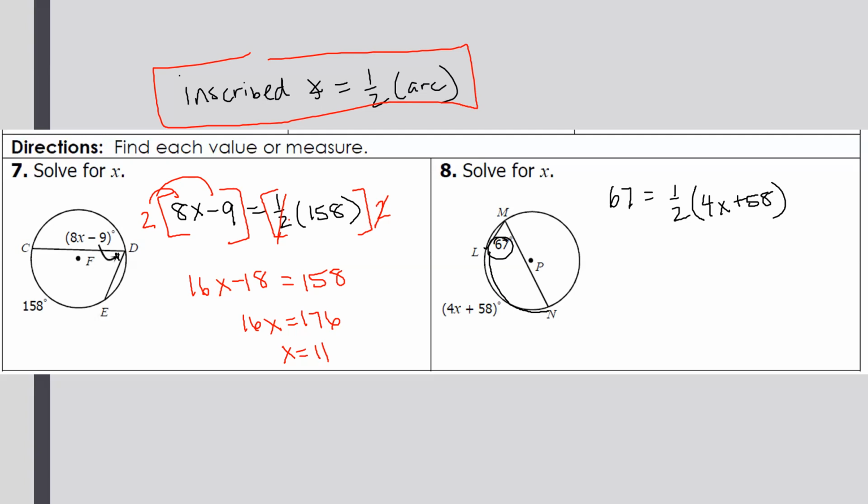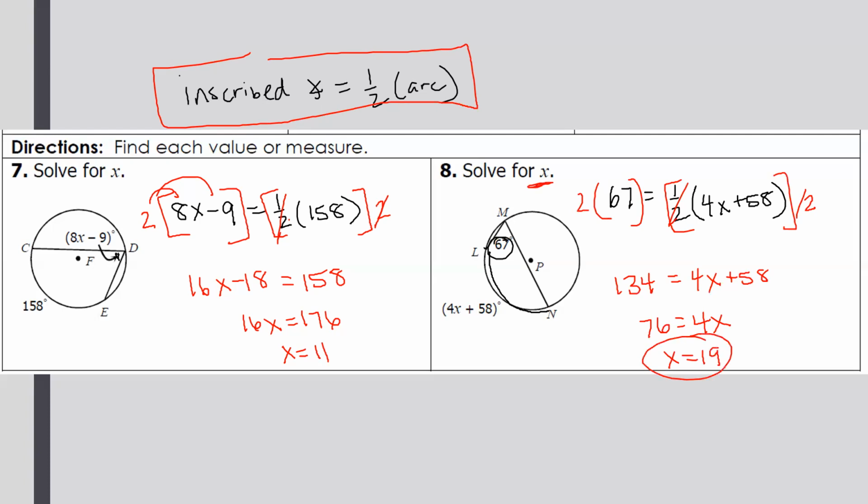I'm going to get rid of that 1/2, and I'm going to multiply both sides by 2. This is not how you have to start the problem. You could distribute the 1/2 if you wanted. I'm just going to get rid of the 1/2 right away. So 2 times 67 is 134, and 1/2 times 2 is 1. They cancel. So now I get 134 equals 4x plus 58. Subtract 58 from both sides and divide both sides by 4. So x equals 19. Make sure you answer the question, solve for x, and we're good.